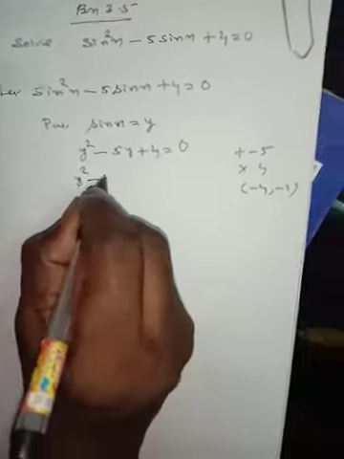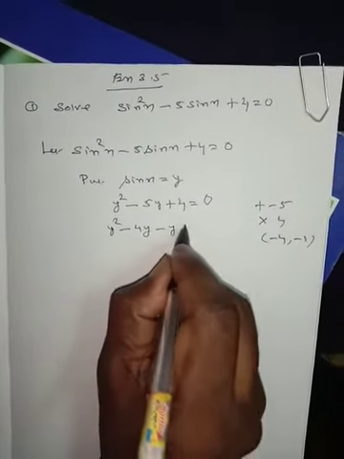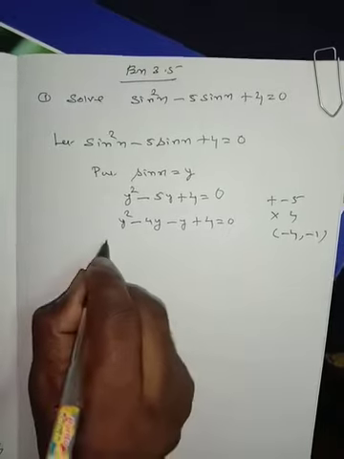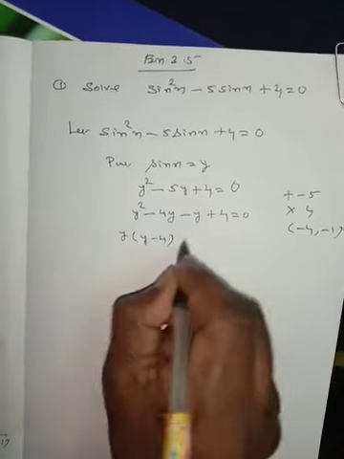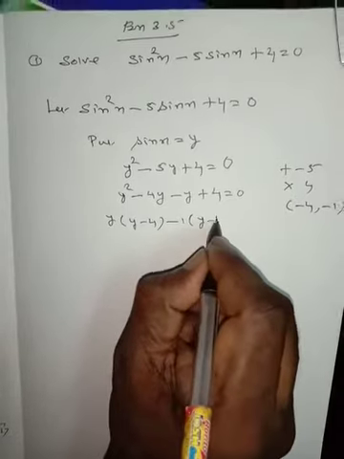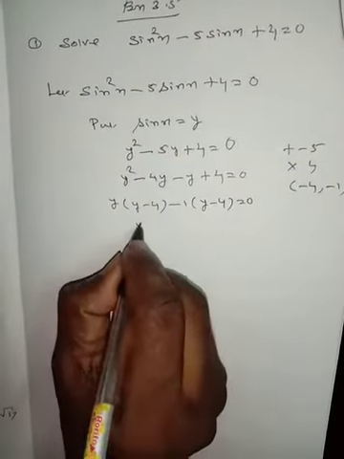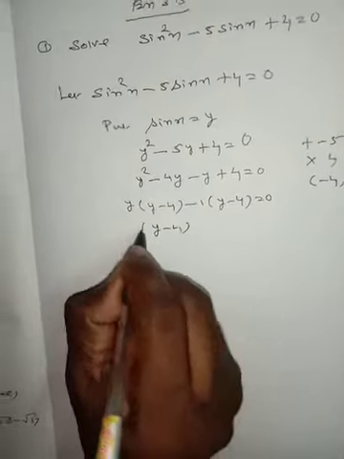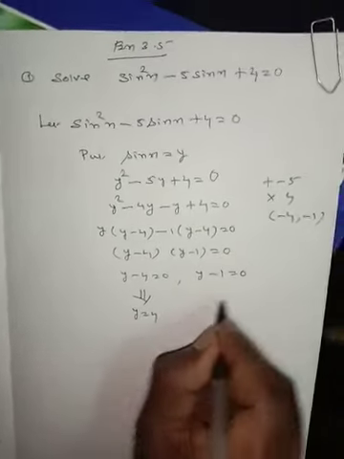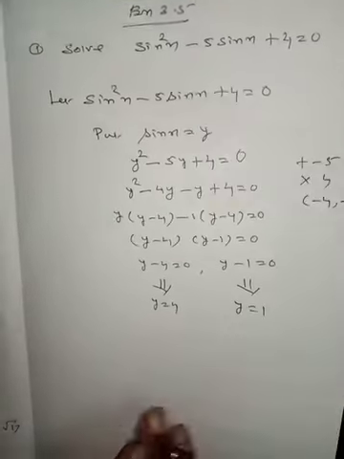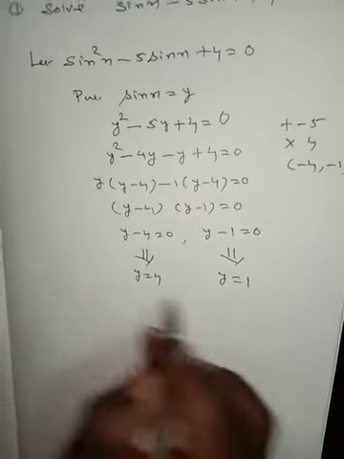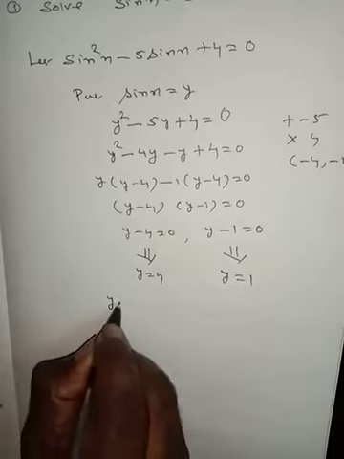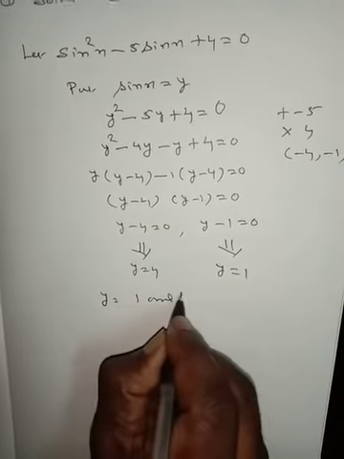So y square minus 4y minus y plus 4 is equal to 0. y into y minus 4 minus 1 into y minus 4 is equal to 0. y minus 4 into y minus 1 is equal to 0. y minus 4 is equal to 0, y minus 1 is equal to 0. This implies y is equal to 4, y is equal to 1. Hence the two values of y are 1 and 4.